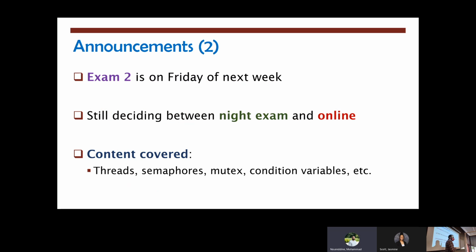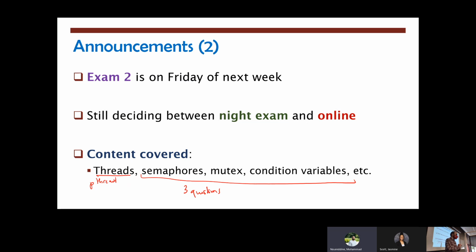Second set of announcements. Exam 2 is going to be on Friday of next week. So not this Friday, next Friday, about 10 days from now. What we're going to cover is basically everything after exam 1: threads, semaphores, mutexes, condition variables, up until tomorrow's lecture. Okay? So there will be one pthread question, and there are going to be 3 other questions on semaphores, mutexes, condition variables, and so on. Okay, so make sure you refresh that.